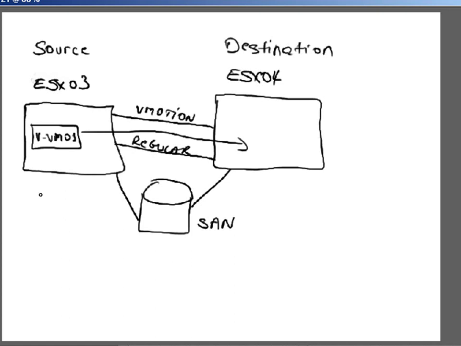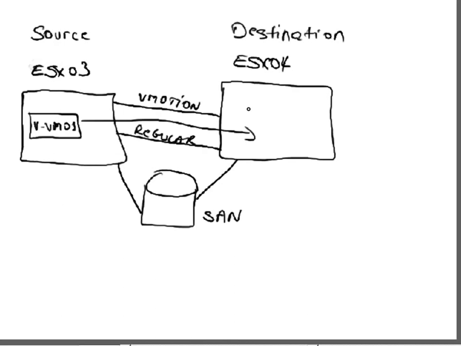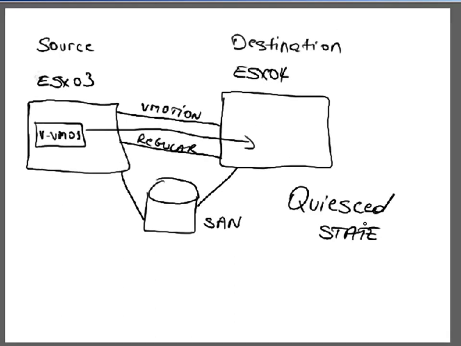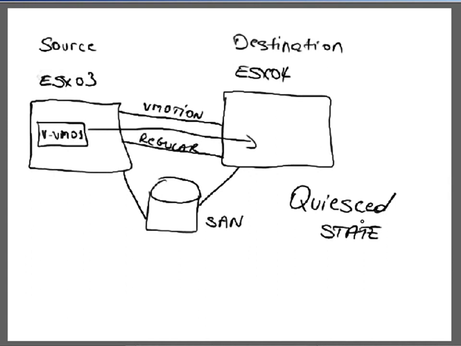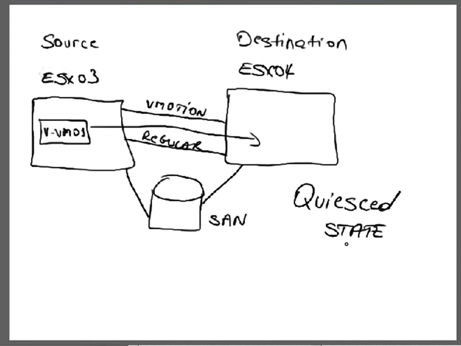This memory bitmap, of course, resides on the source host and is the last thing to be copied over to the destination before the full state of the virtual machine transfers over to the new destination host. Now, after most of the VM's memory state is copied over to the destination host, the virtual machine goes into a state known as the quiesced state. During this state, this is the only time where the virtual machine is not available to us.